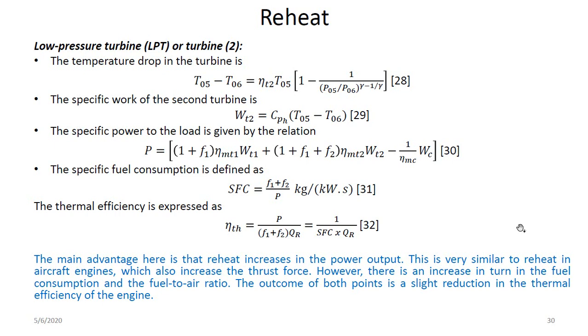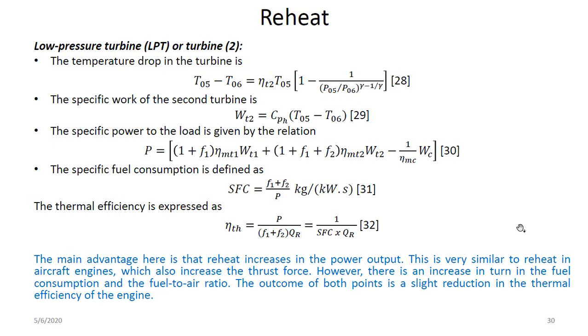And finally, the net power, or the specific power that is available to the load, will be equal to the total power that the two turbines generate minus the power that will be used to drive the compressor. Then what remains is what is available to the load, and that is given by this equation. And the specific fuel consumption will be equal to the sum of the two fuel air ratios divided by the specific power, and the efficiency by this relation.